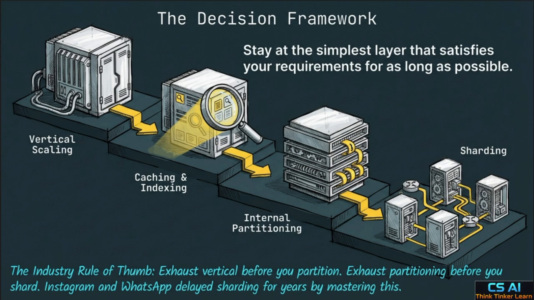The industry's rule of thumb is simple. Exhaust vertical scaling first, then look to caching and indexing. Only then consider internal partitioning, and leave sharding as your absolute last line of defense. Instagram and WhatsApp stayed on as massive monoliths for years by mastering this exact progression. Stay at the simplest layer that satisfies your requirements as long as possible.